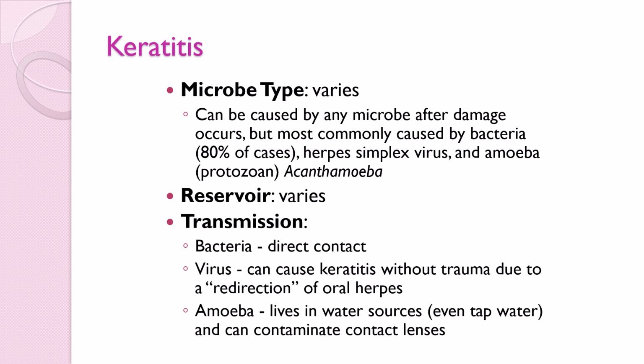So bacteria need direct contact. A virus can cause keratitis without trauma due to a redirection of oral herpes. So essentially, this virus is going to jump on a facial nerve, and that is how it's going to get into the eyeball. And then a very common one is going to be an amoeba living in a freshwater source, which is usually tap water. This is very common, guys. Pretty much in every form of tap water, you're going to find this acanthamoeba.